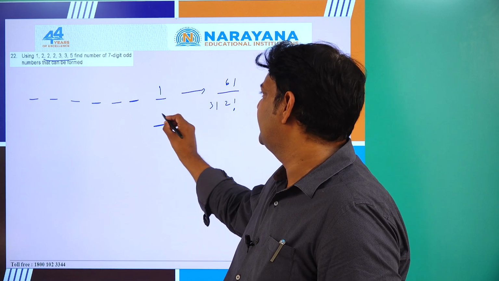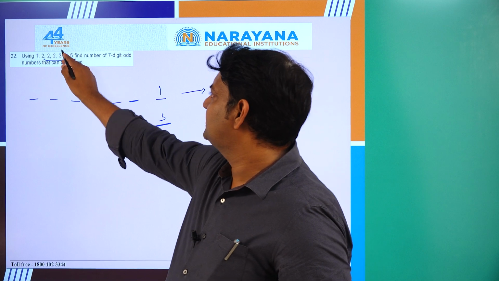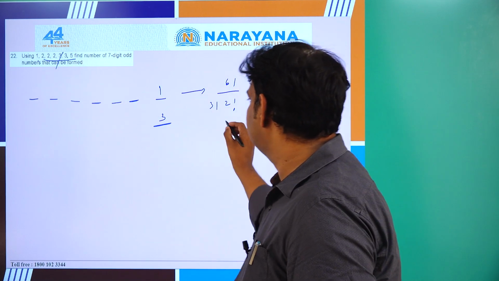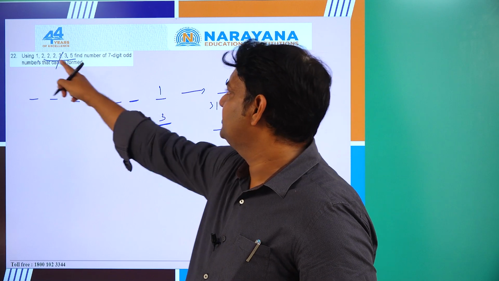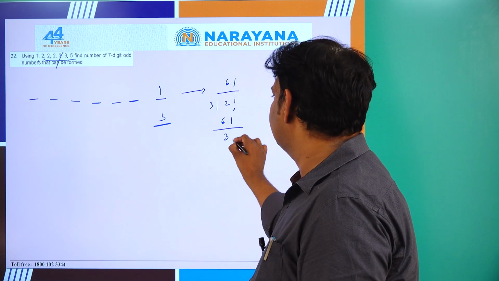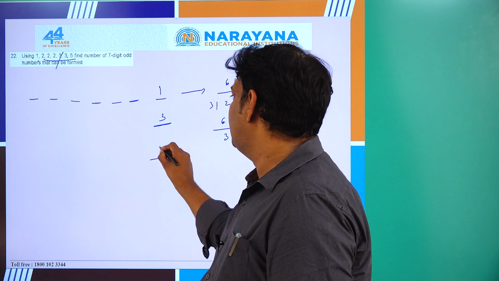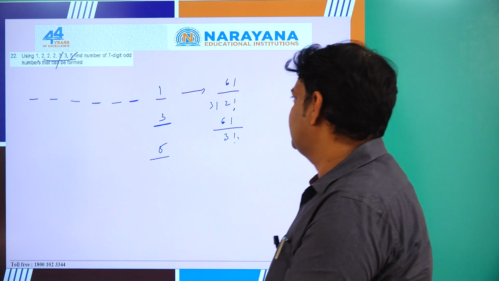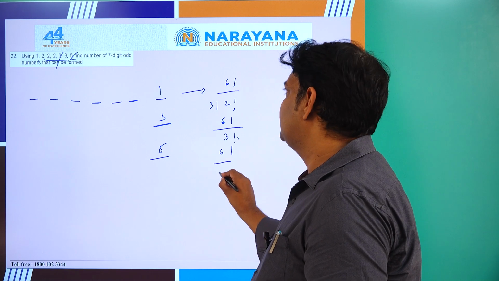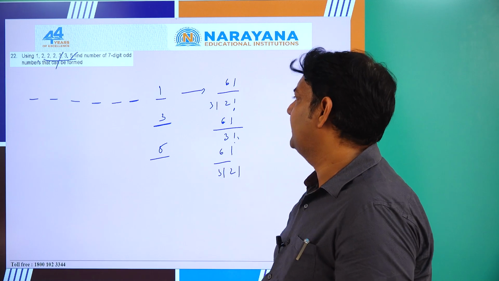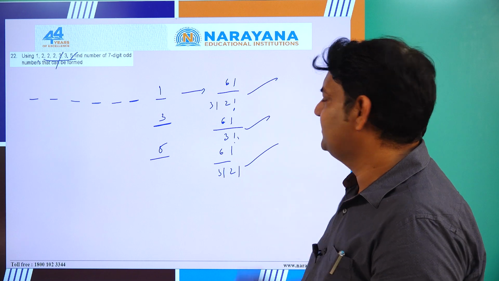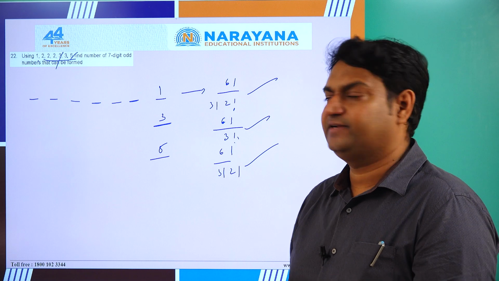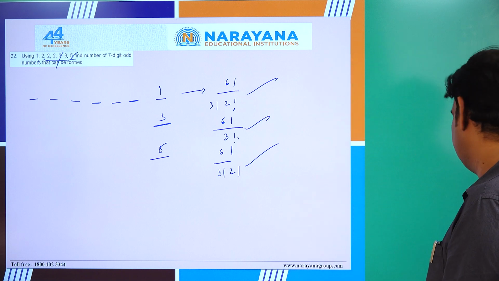Now the last digit can be 3. If the last is 3, then the arrangement of the remaining numbers is 6 factorial by, since 3 is fixed, only 2 is the repeating digit, that is 3 factorial. And if the last digit is 5, then the arrangement is again 6 factorial by 3 factorial into 2 factorial. Quite easily you can calculate these 3 values and add, and your answer will come. Understand? Any confusion? I hope no. Very basic problem.